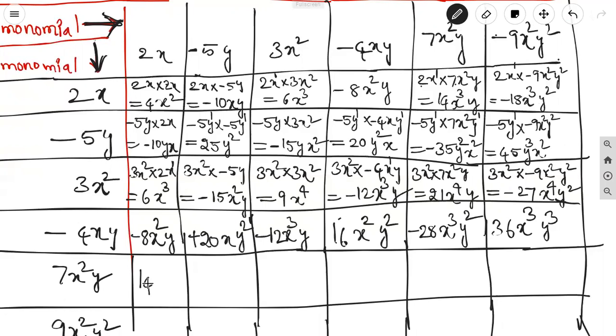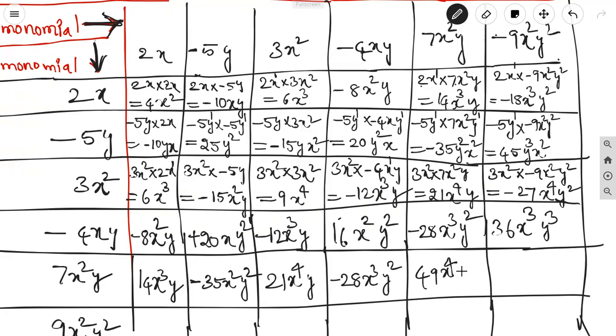7 2s are 14, x to the power of 2 plus 1, 3, x cube, y. 7 5s are minus 35, x square, y power 1 plus 1, square. 7 3s are 21, x to the power of 2 plus 2, 4, y. 7 4s are minus 28, x to the power of 2 plus 1, 3, y power 1 plus 1, 2. 7 7s are 49, x to the power of 2 plus 2, 4, y to the power of 1 plus 1, 2. 7 into minus 9, minus 63, 7 9s are 63, x to the power of 2 plus 2, 4, y to the power of 1 plus 2, 3.